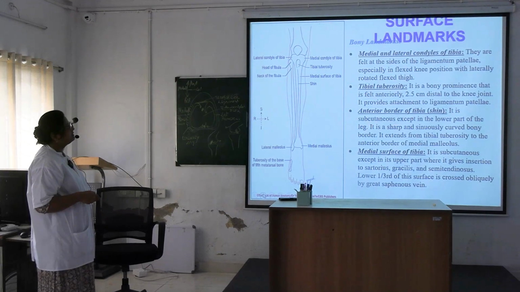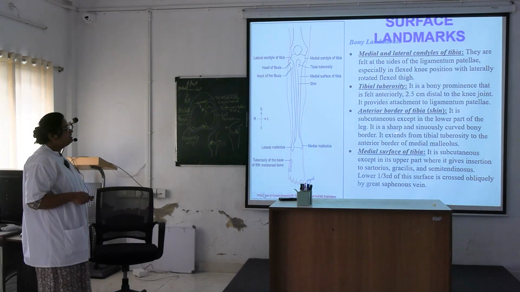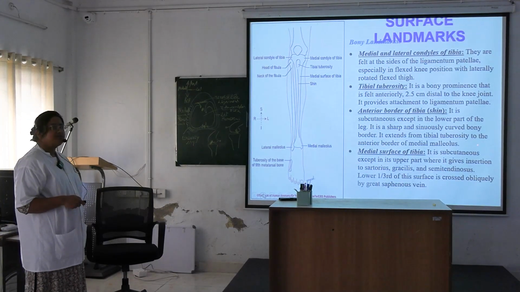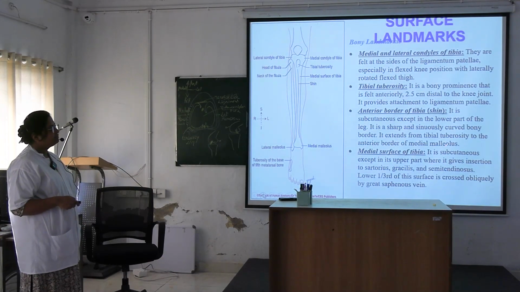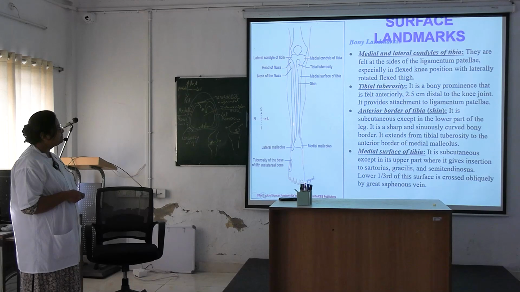It is subcutaneous except in the lower part of the leg. It is sharp and sinuously curved bony border. Extends from tibial tuberosity to the anterior border of the medial malleolus. Next is medial surface of the tibia. This part is medial surface of tibia.